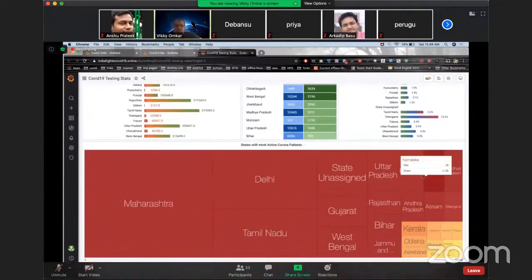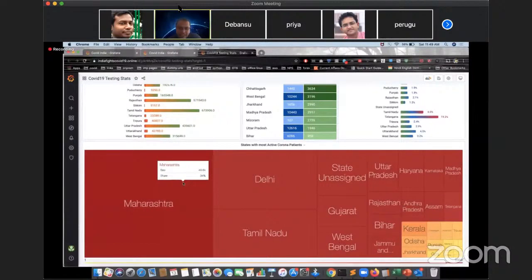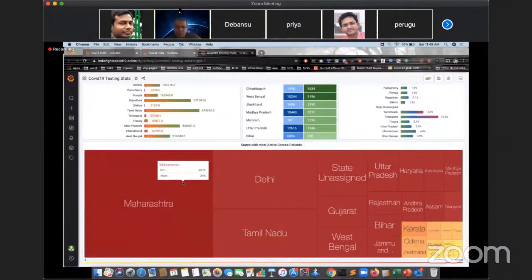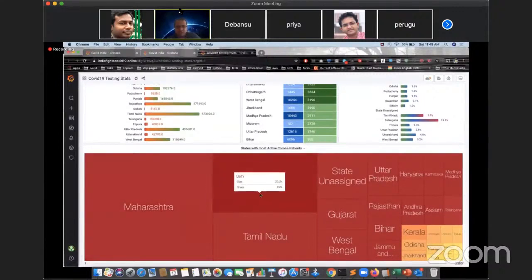And at the bottom we have this peak, which is now completely red, but initially when we started, it was green also. So we are hoping that everything will become green here as soon as possible. So yeah, this shows which state is affected a lot.